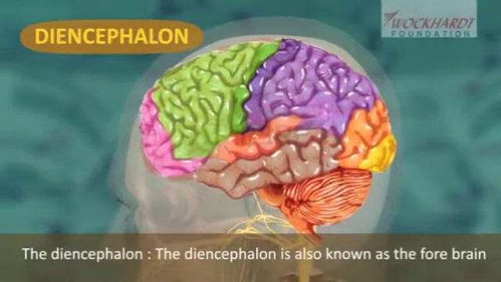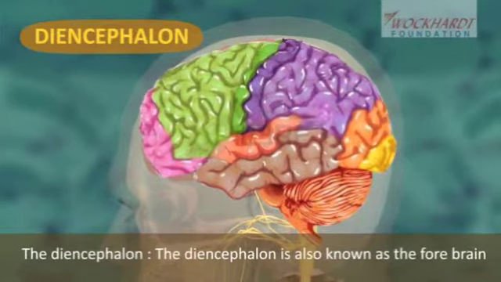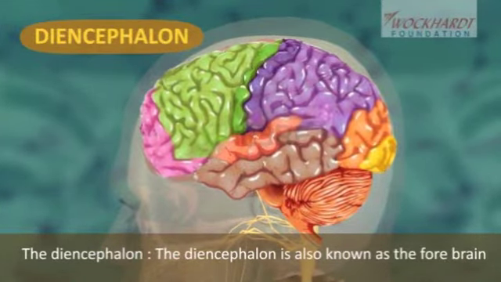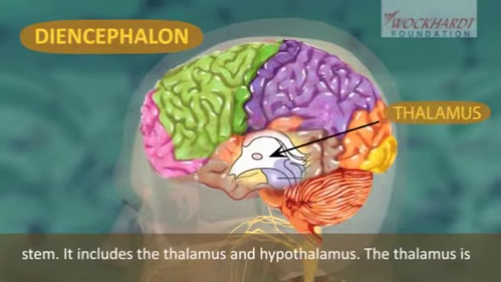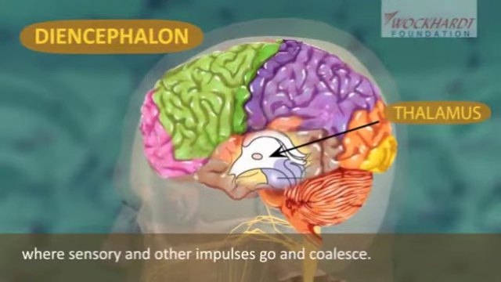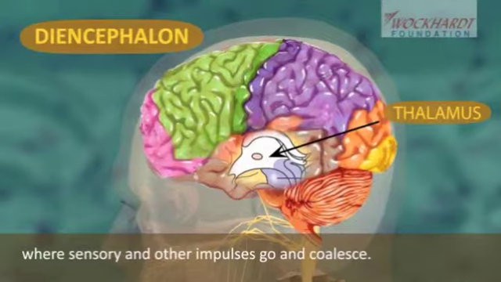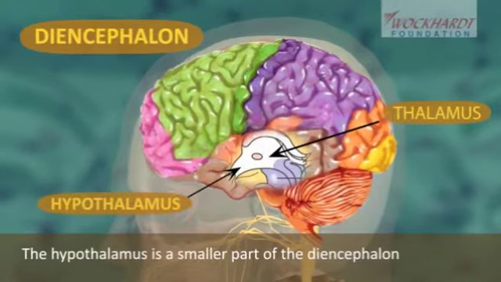The diencephalon. The diencephalon is also known as the forebrain stem. It includes the thalamus and hypothalamus. The thalamus is where sensory and other impulses go and coalesce. The hypothalamus is a smaller part of the diencephalon.